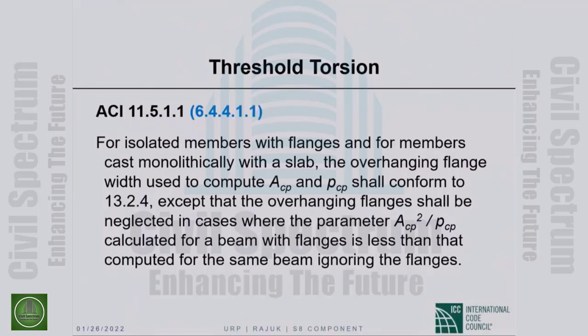For isolated members with flanges and for members cast monolithically with a slab, the overhanging flange width used to compute A sub CP and P sub CP shall, I showed you pictures, this comes from the slab chapter, except that, this is what is new on this page, except that the overhanging flanges shall be neglected in cases where the parameter A sub CP squared over P sub CP calculated for a beam with flanges is less than that computed for the same beam ignoring the flanges.